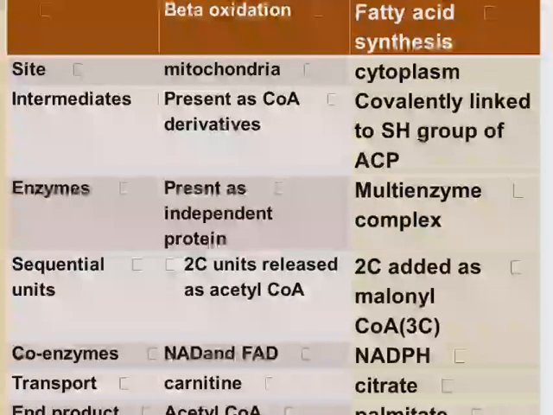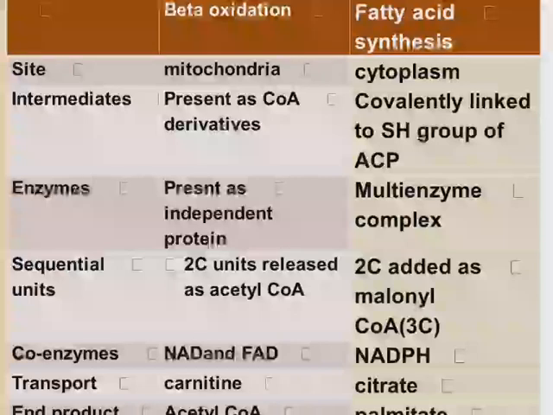This table shows the comparison between beta oxidation and fatty acid synthesis. Regarding site, beta oxidation occurs in mitochondria while fatty acid synthesis occurs in the cytoplasm. The intermediates in beta oxidation are present as coenzyme A derivatives, while in fatty acid synthesis they are covalently linked to the SH group of acyl carrier protein. The enzymes in beta oxidation are present as independent proteins, while in fatty acid synthesis they form a multi-enzyme complex. A 2 carbon unit is released as acetyl-CoA in beta oxidation, while in fatty acid synthesis 2 carbons are added as malonyl-CoA.